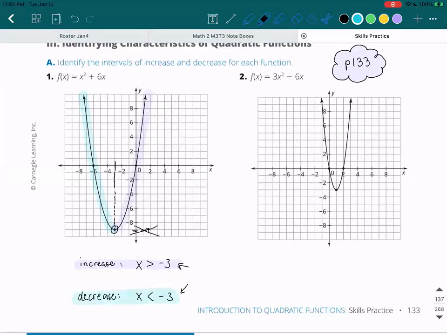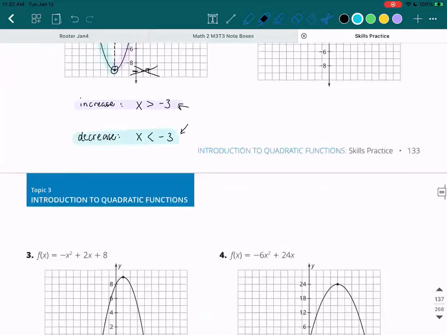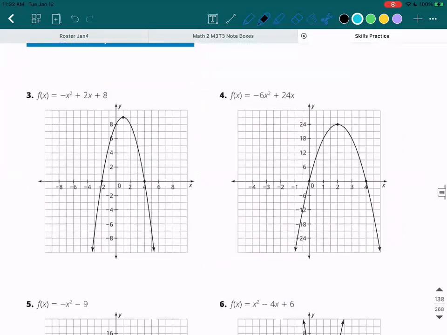Okay, so you guys are going to do number 2 on your own, but we're going to do number 3 together. Same idea. I'm going to write our answers here. Increase and decrease. Okay, so let's do our increase first. Our increase is when you read it from left to right, it's going upwards. So that would be this section.